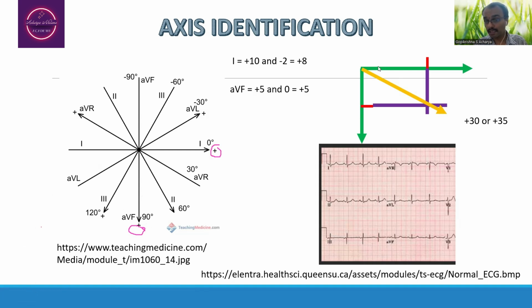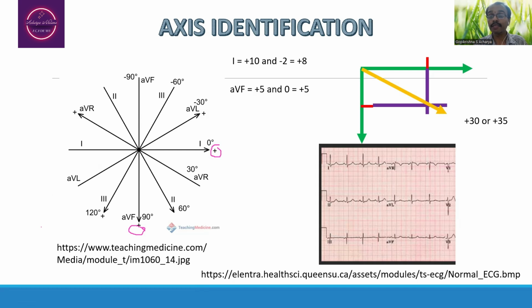Here we have drawn lead 1, that is the horizontal green line, and the AVF, that is the vertical green line. We have noted the deflections. Lead 1 has plus 8 and AVF has plus 5. So here we are going to depict lead 1 as plus 8 and lead AVF around plus 5. So we are going to draw the perpendiculars, which are depicted by the purple line.